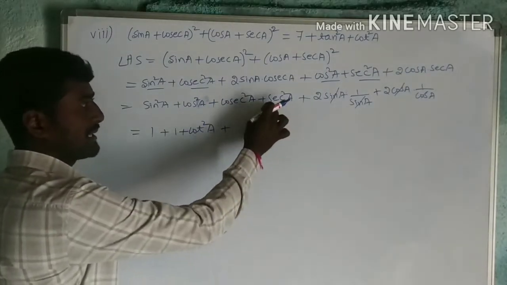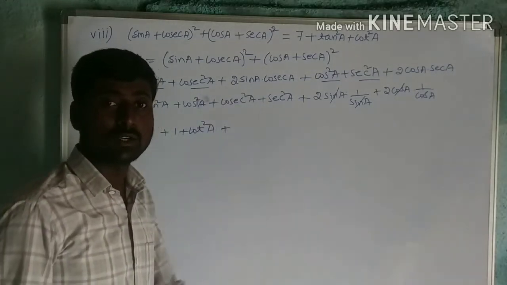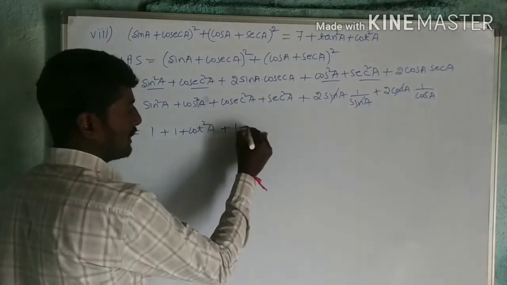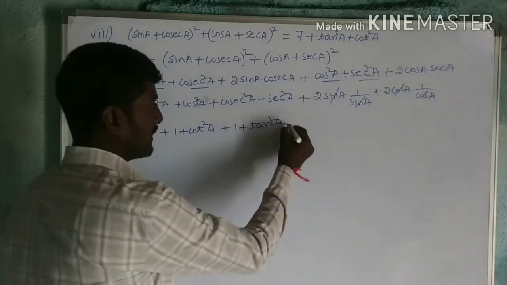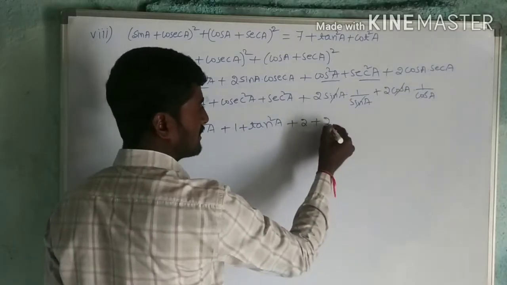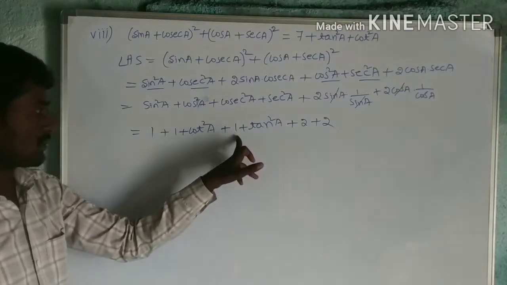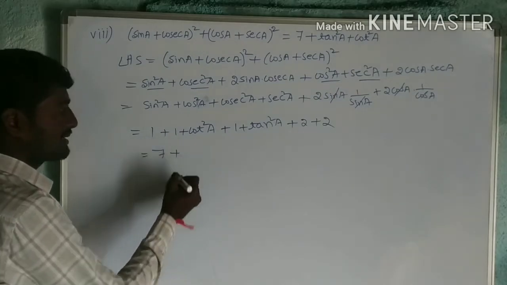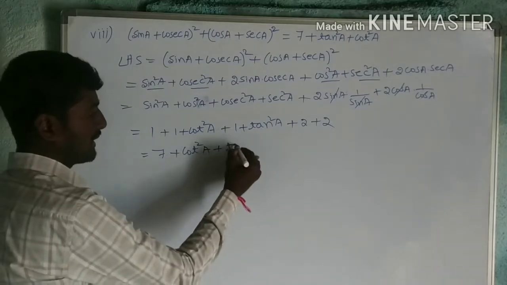Plus. Now in place of sec square a, I want to write it as 1 plus tan square a, because 1 plus tan square a is equal to sec square a. We know the formula. So sec square a is nothing but 1 plus tan square a. Now plus 2 into 1, that is 2, plus 2 into 1, that is also 2. Now 2 plus 2 is 4, 4 plus 1 is 5, 6, 7. So this is equal to 7 plus cot square a plus tan square a.